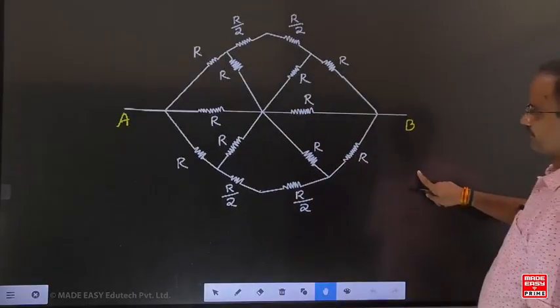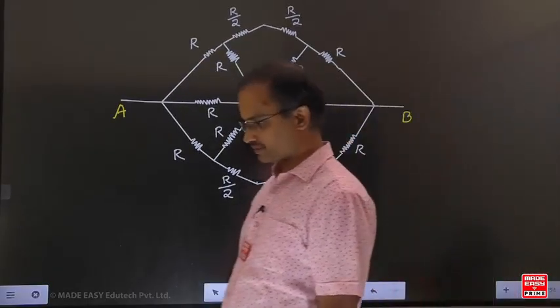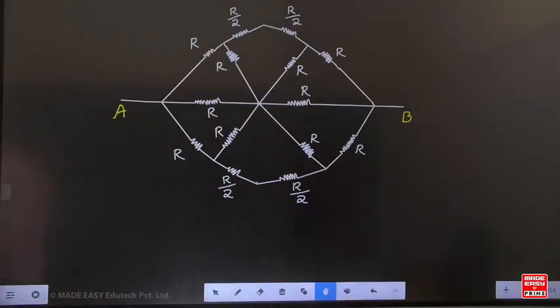Read one more question. Find equivalent resistance with respect to A and B. Draw this figure.